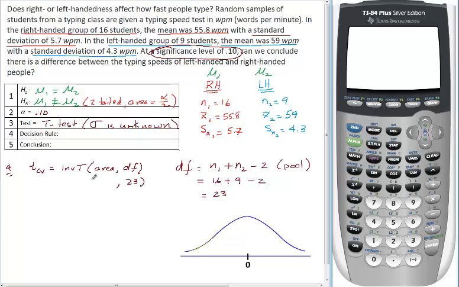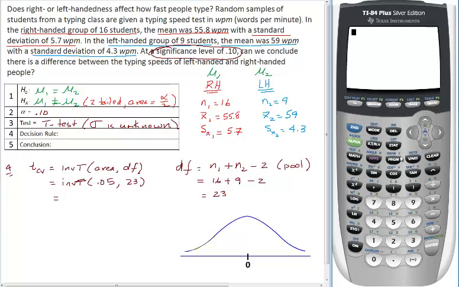Now, over an area, of course, what is that? Well, we said already it's a two-tailed test, so the area is alpha over 2. So 0.10 divided by 2, of course, is 0.05. So we head to our calculator to get that information.